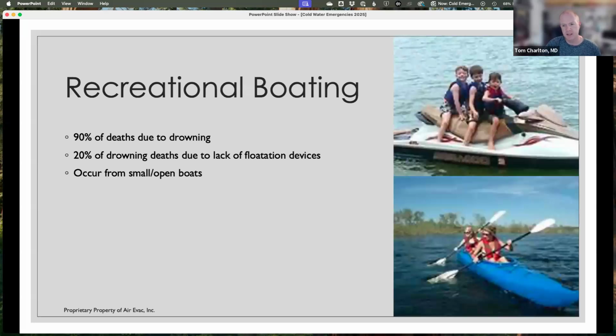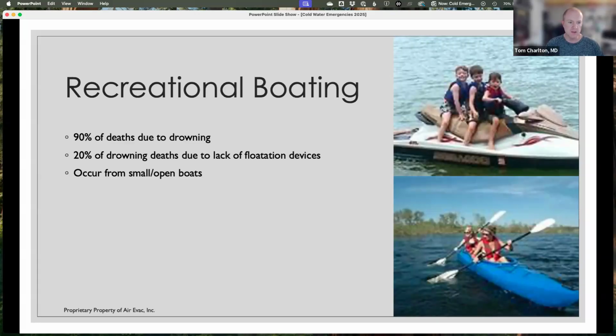Recreational boating is another big reason. 90% of deaths from recreational boating is because of drowning, and 20% of those deaths are due to lack of flotation devices. So whenever you're out on the water, highly recommend that you have some sort of flotation device. They even have ones now that are gas powered, and so they'll react with the water when it goes in, and it's like a very thin vest type thing that you barely will notice is there, but as soon as it hits the water, it rapidly expands and floats, so that you're hopefully safer.